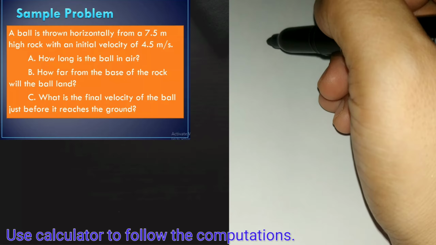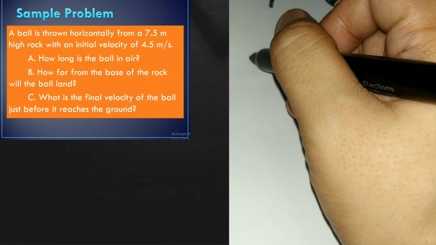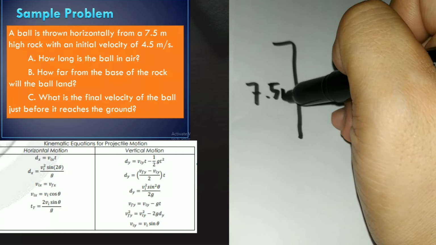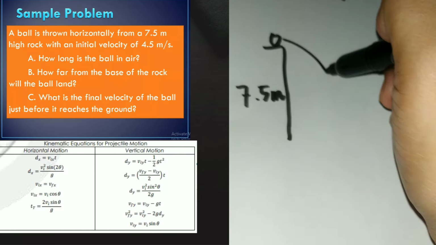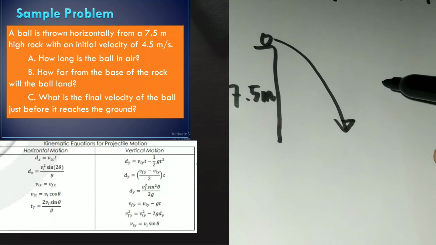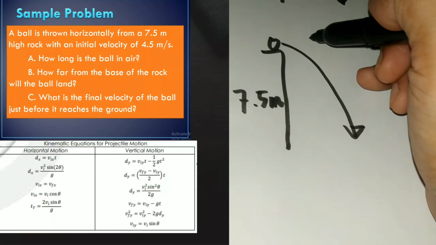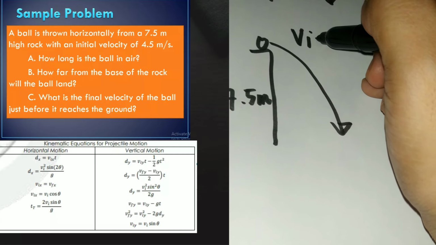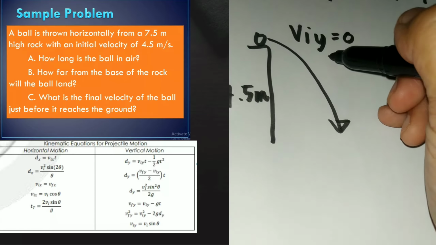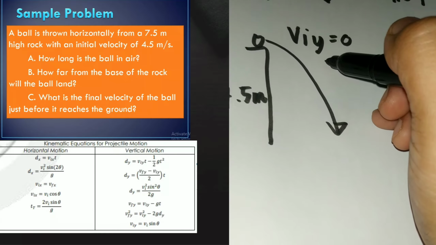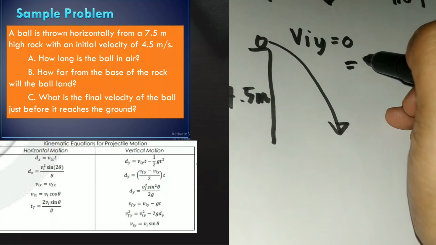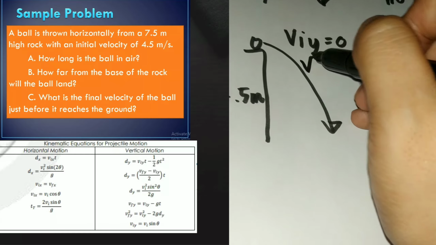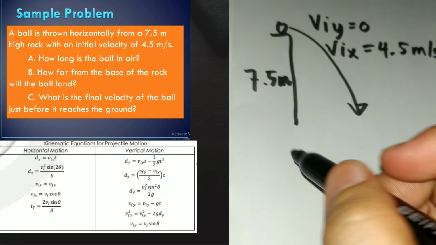So let us illustrate the problem first. We have a 7.5 meters high rock and a ball is thrown horizontally. We all know that in this kind of example of a projectile motion, your initial velocity along the vertical is always equivalent to 0. Therefore, the 4.5 meters per second is your initial velocity along the horizontal.